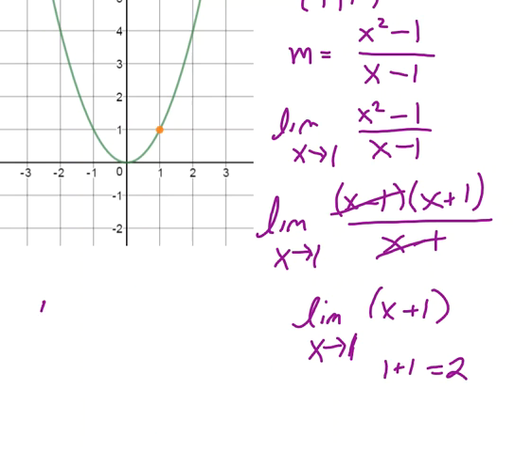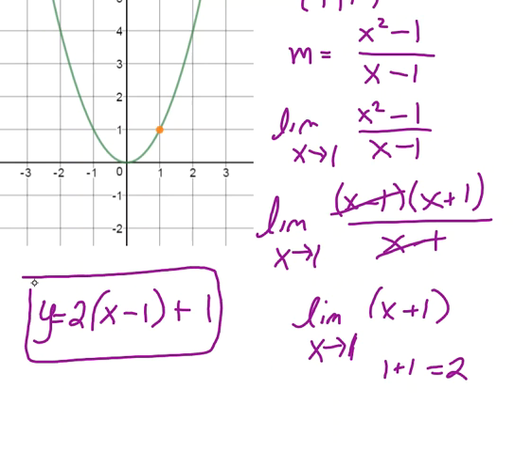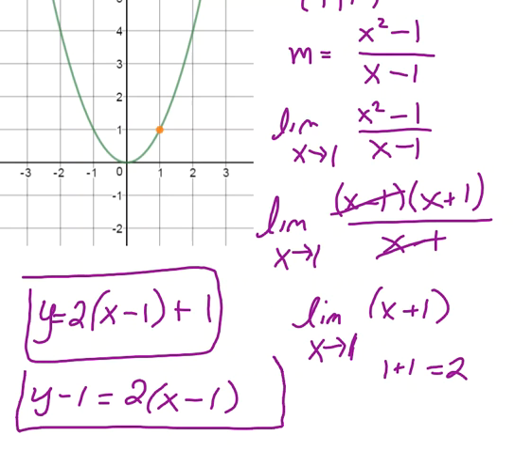Then I want the equation. We're going to get y equals 2(x minus 1) plus 1 in point slope form. Alternatively, you could always have it with the k on the other side as well.